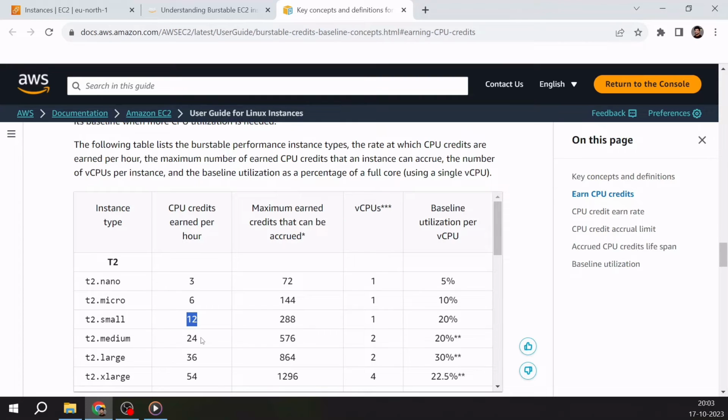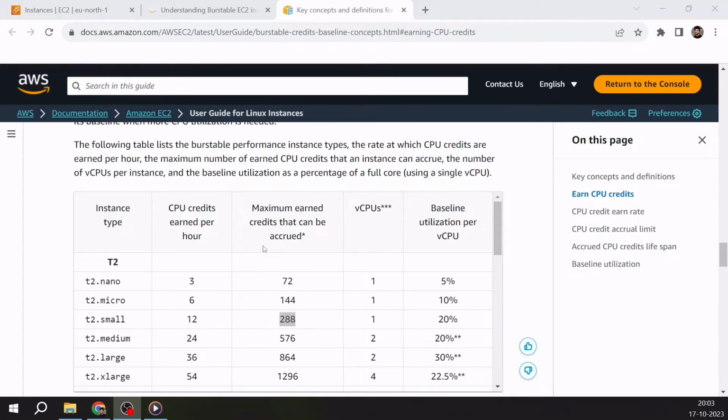So these credits will be saved every hour, and these will be added, but it cannot be more than 288. So once you reach there, if you have saved 288 credits, and even though you are running instances beyond your baseline capacity, then you will not get additional credits, because this is a limit. There is a maximum limit for every instance, how much CPU credits you can earn.